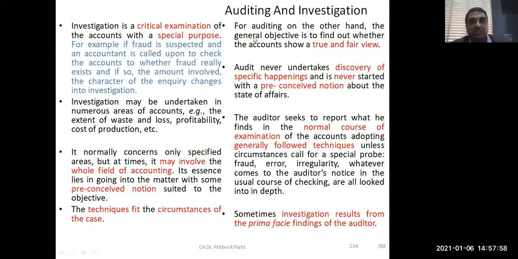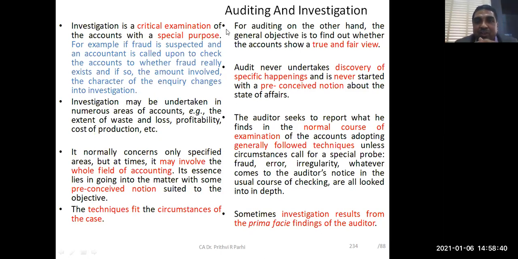As you can see, this particular table differentiates between auditing and investigation. Investigation is a critical examination of the accounts, whereas auditing is a general purpose examination. Investigation is a critical examination for a stated purpose. Stated purpose means maybe some fraud has been committed and an expert is trying to verify whether fraud has actually been committed or not. So the purpose is very specific, a special purpose. That is investigation.